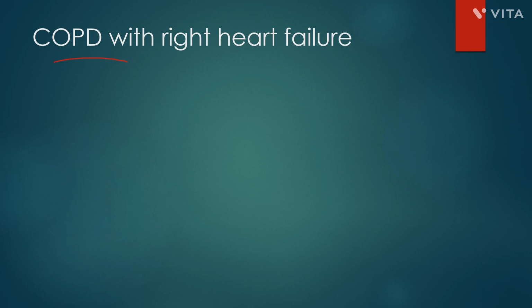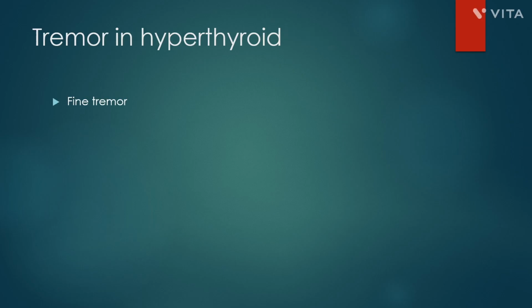Another scenario wherein the patient had a history of COPD, now with right heart failure. There is peripheral edema, but the lungs are clear, so it is right heart failure. What is the kind of tremor you see in hyperthyroidism? It is fine tremor. The option also included coarse tremor, but it's fine tremor.